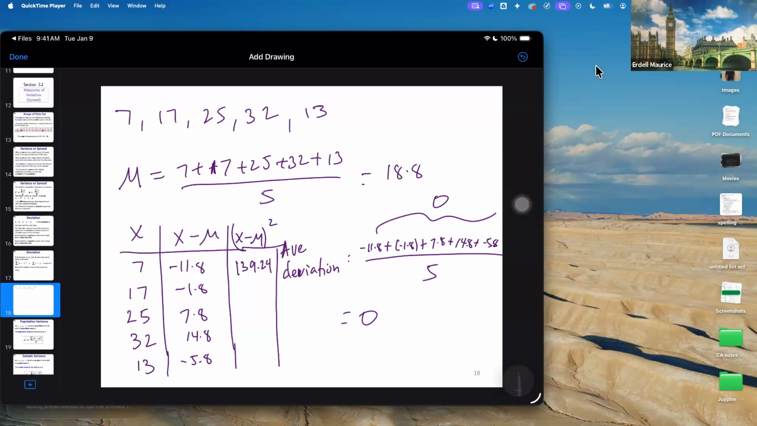Looks like we have to fix the 25 and 32. There's not 7.8 and 14.8. Hold on. Make sure we have our numbers right. So this one should be 6.2, yes? Yeah. And then this one should be 13.2. All right, thank you.